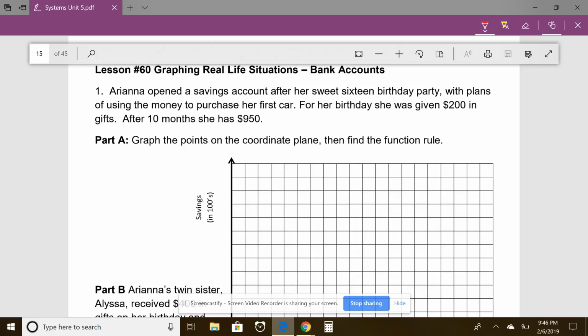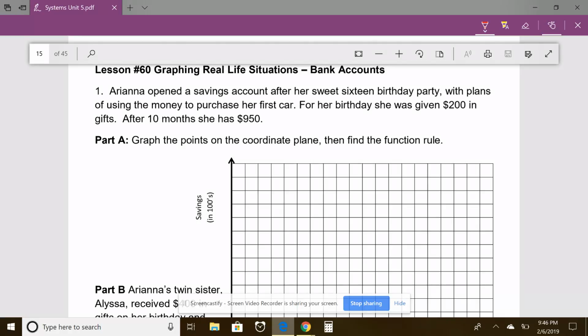Okay, in today's lesson, we're going to be looking at real life situations involving bank accounts and using systems of equations to either graph that system or interpret different parts of the word problem that they're asking for us. So we're going to use systems in these real life situations to answer the questions they have for us.